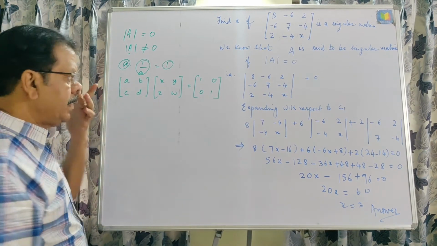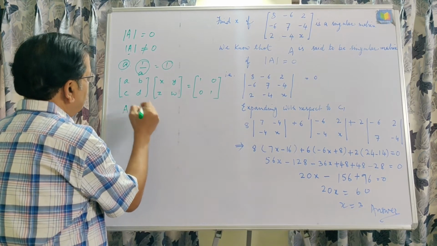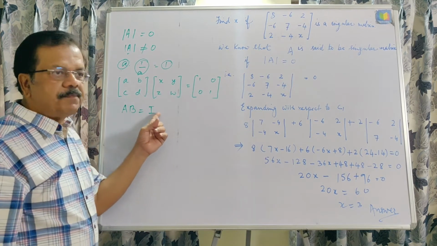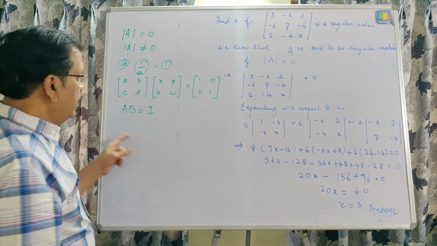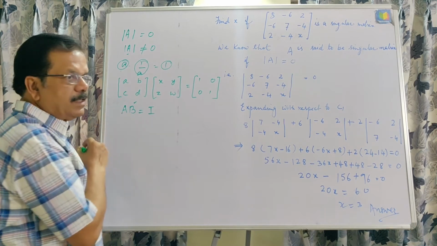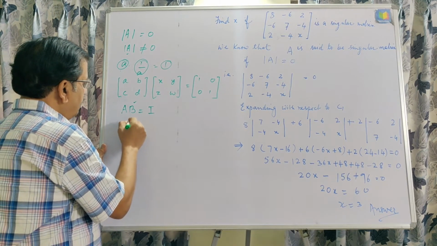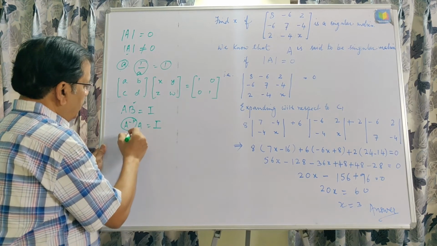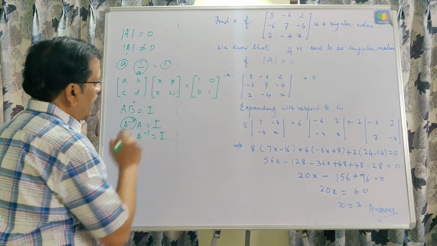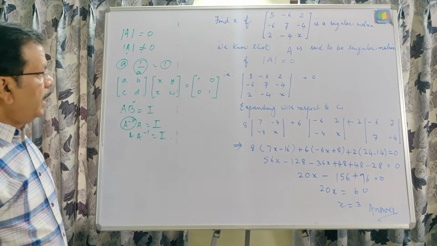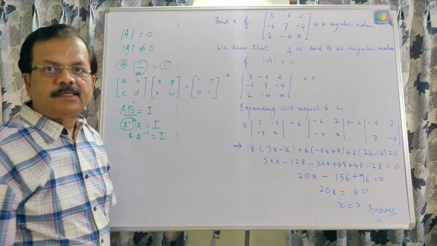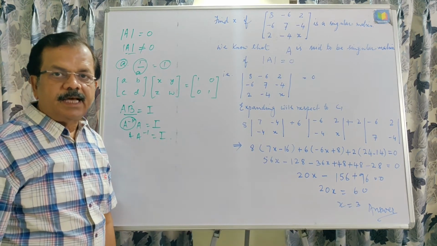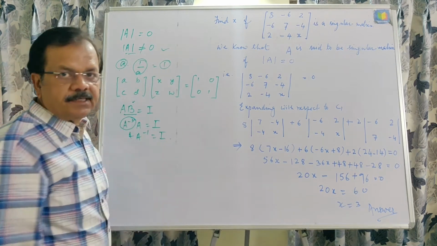Or in other words, if we are given AB is equal to I, that is the identity matrix, where I depends on the order of the matrix, then we can say that B is the multiplicative inverse of A. Or you can say A inverse A is equal to I, or A A inverse is equal to I. And if any matrix is a square matrix and the determinant of that matrix is not equal to 0, we will say that the inverse exists.